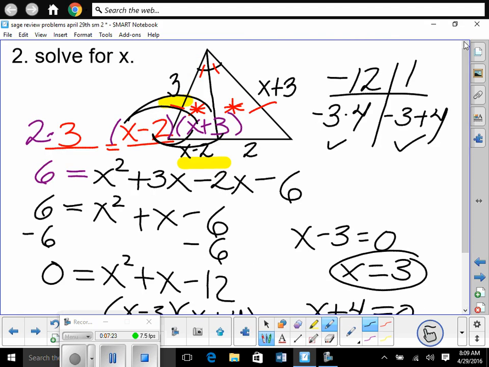If we plug in a negative 4 right here, isn't negative 4 plus 3 a negative 1? Yes. Is that going to be true? Will we have a negative side of a triangle? No. So we throw out negative 4. That doesn't mean we've done it wrong. We just throw that answer out for this problem. So our answer is x is equal to 3.